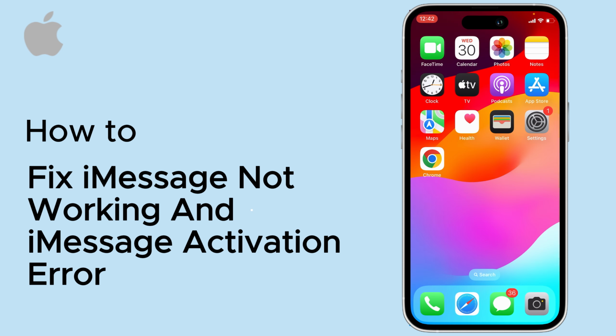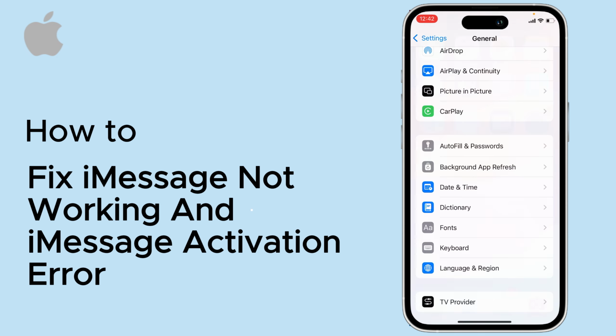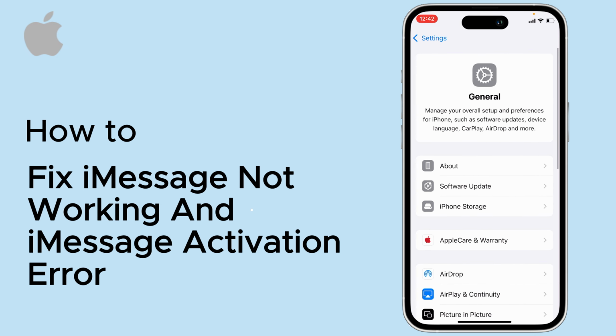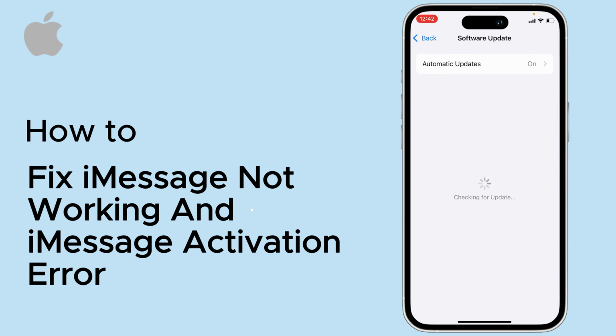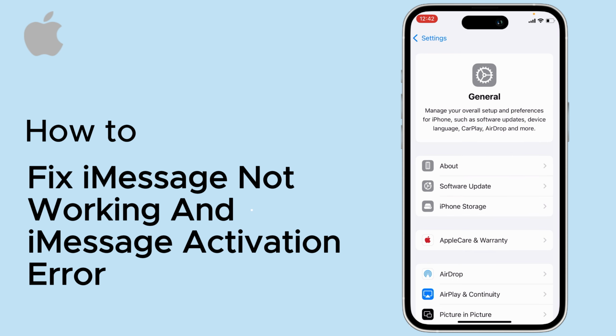Now the seventh option is to update iOS. To do this, go to settings again and go to general again, and in general tap on software update, and if there is any new version available, simply update it.